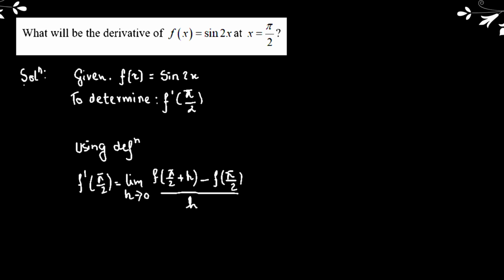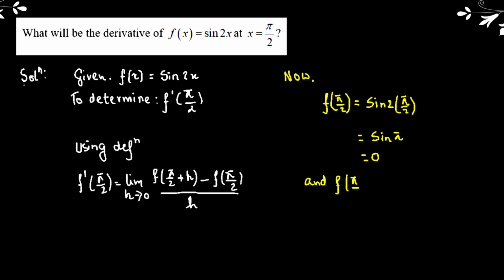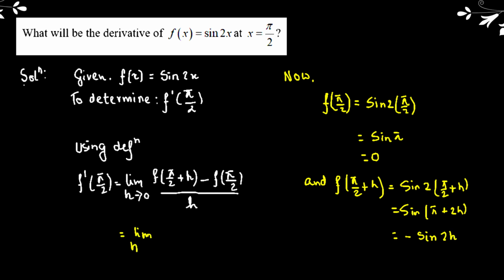Now we're going to determine the value of f of pi over 2, so that is equal to sine 2 times pi over 2. So that gives us sine pi, which is equal to 0. And f of pi over 2 plus h is sine of 2 times pi over 2 plus h. So that should give us sine of pi plus 2h. And we know that sine of pi plus 2h is equal to negative sine 2h. So we're going to replace the numerator with the respective values. So we have negative sine 2h over h.